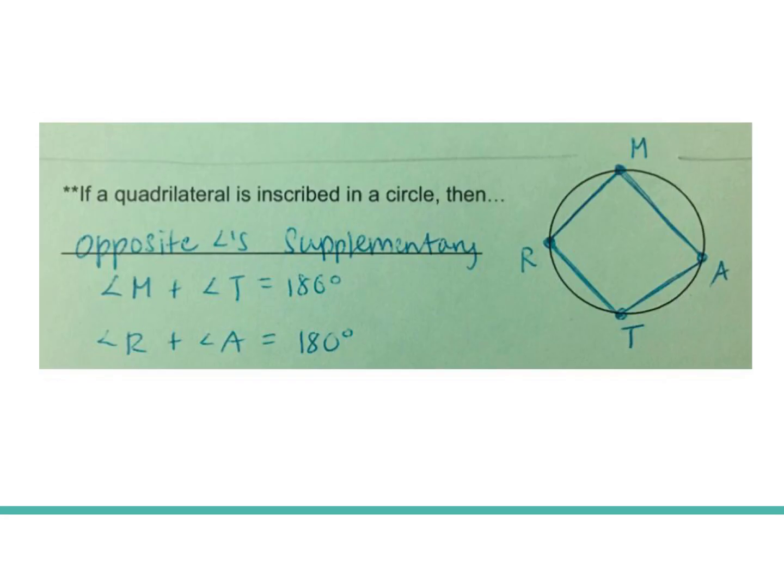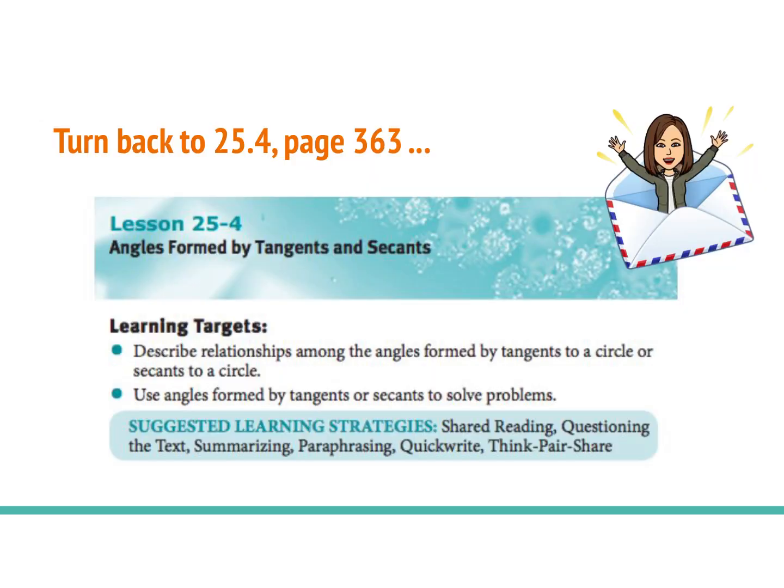So remember, the big idea that we got out of this is that if we know a quadrilateral is inscribed in a circle, then we know the opposite angles will be supplementary. Now that we introduced quadrilaterals inscribed inside a circle, let's jump back to section 25.4 on page 363. We're going to look at half of this section of notes today.